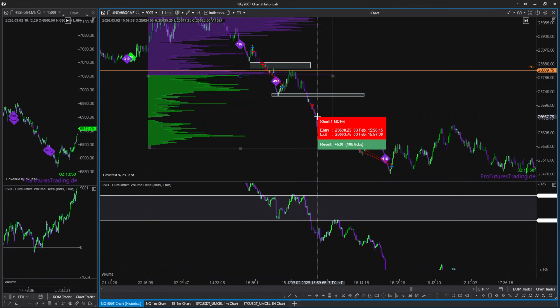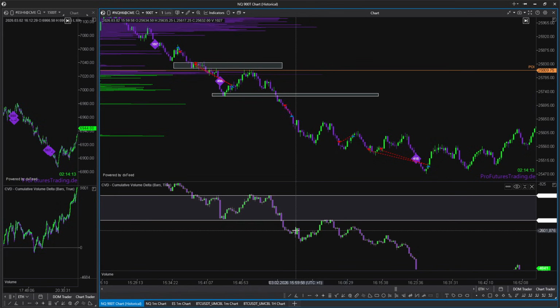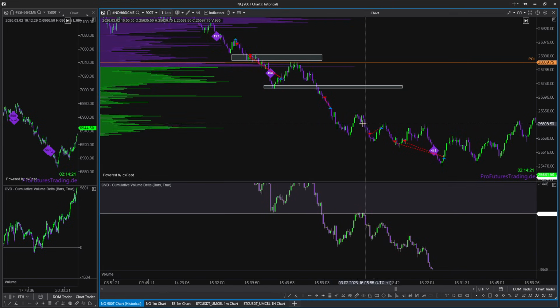106 ticks, which results in a $530 profit on the trade. I could have held the trade again, but also I saw like, okay, the CVD is showing me kind of reversion signs, and I don't want to stay inside that.